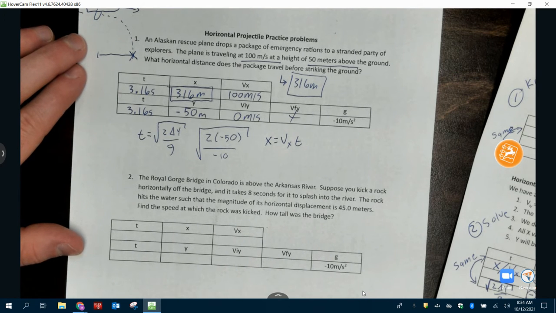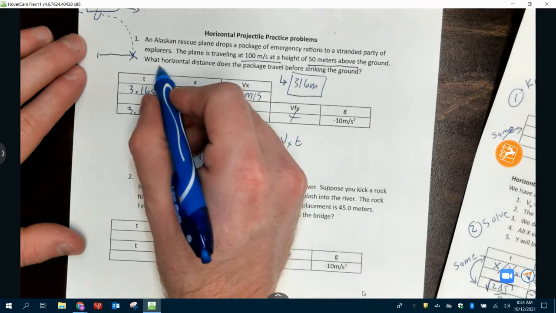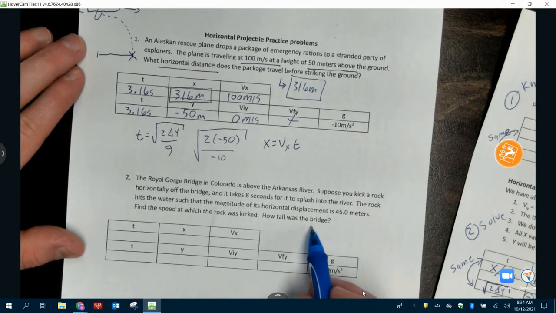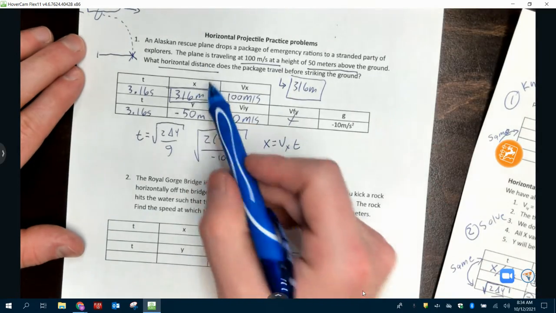Okay. Make sure that you're answering the question. So we'll get this, but you want to answer the specific question, which means to go, okay, horizontal distance, that's x.